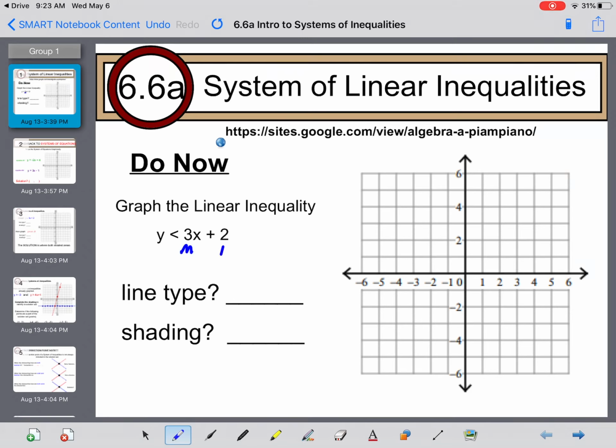When you're given an inequality, you identify the m value, you identify the b value, you look at the inequality symbol to determine the line type and the shading. Less than means dashed, and the shading for less than is below. Your b value is at +2, so that's where you're going to start. And your slope is 3 over 1, so up 3 over 1. And you follow that pattern in both directions.